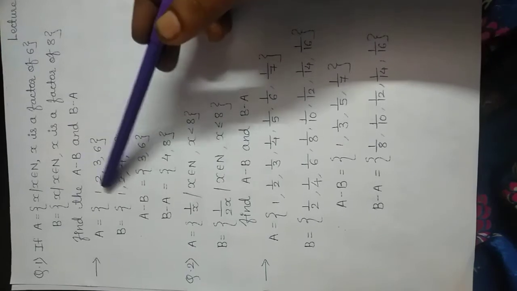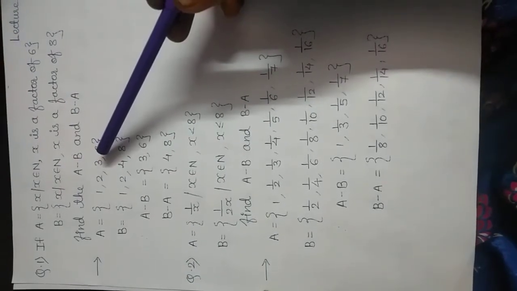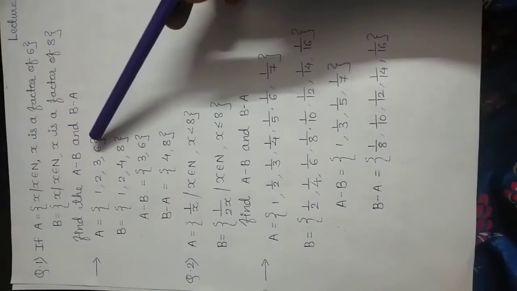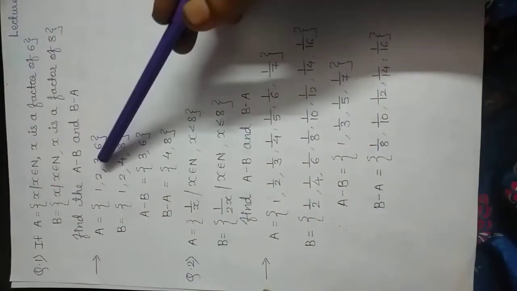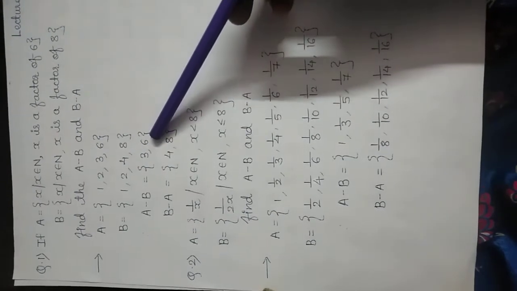So we will remove this 2, then 4. But 4 is not present in A to remove, so forget about 4. Similarly, 8 is not present in A, so forget about 8. So we are going to remove only these two elements, 1 and 2. So the remaining elements are 3 and 6. So this is nothing but our answer.